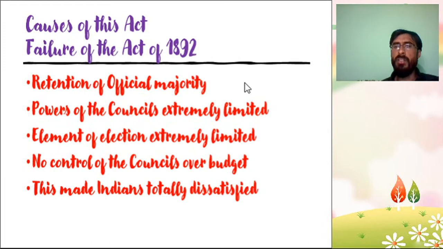without representation, and from 1904 onwards they started the demand of self-government. They regarded self-government as the goal of Indian nationalists. This had an impact also upon the government, and they thought in terms of some reforms so that they would be able to continue their rule over India.